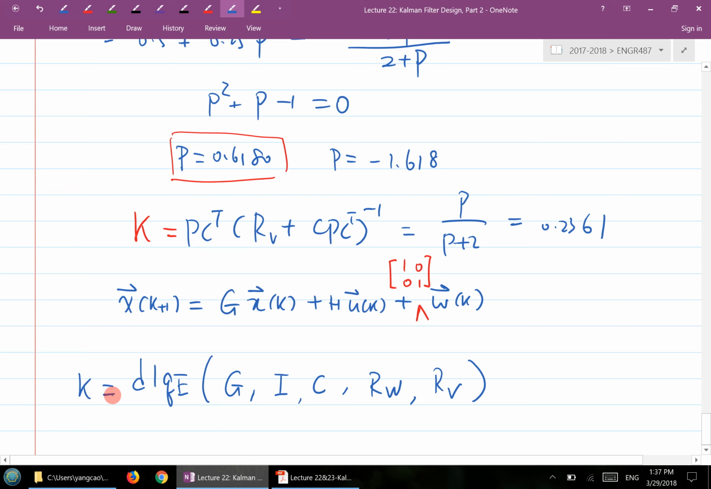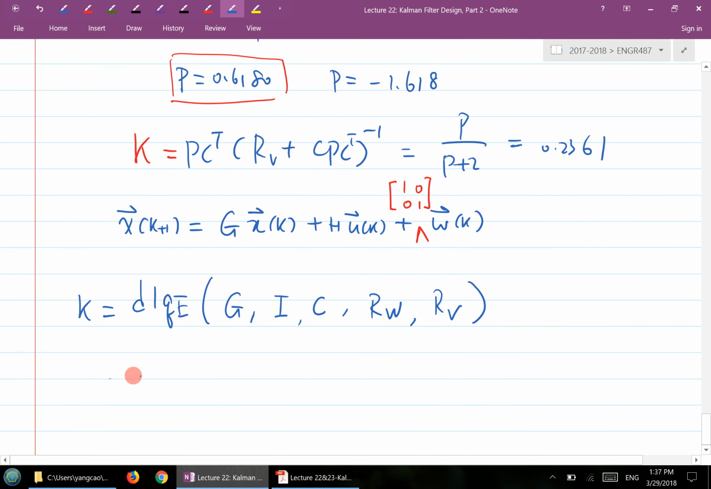So for example, in this particular simple example, we should plug in what? 0.5 here, and I is 1, C is 1, this is 0.5, this is 2. You can use MATLAB, then you get exactly the same thing. Is that clear?